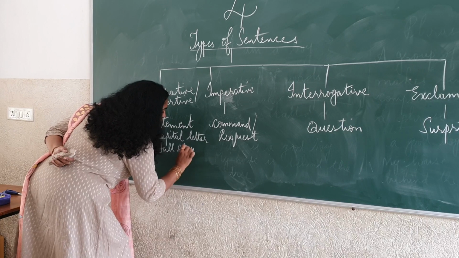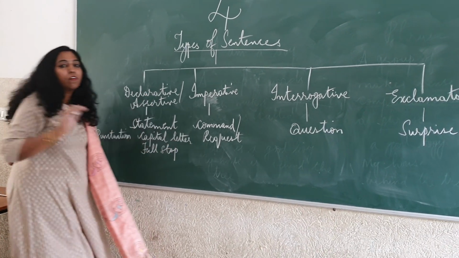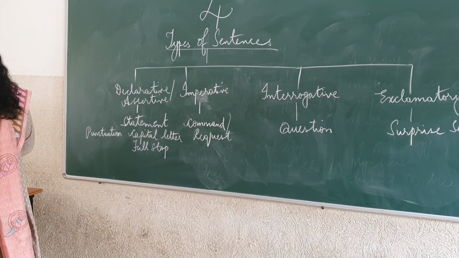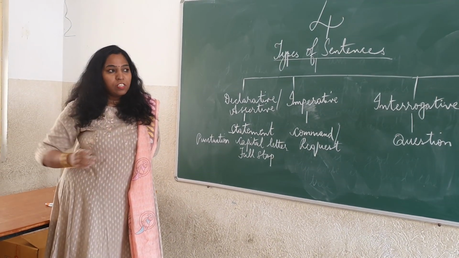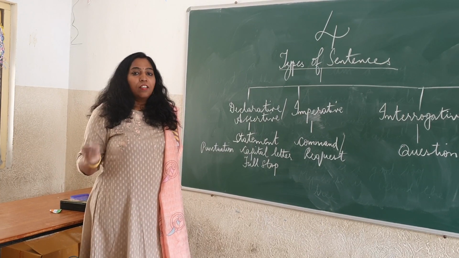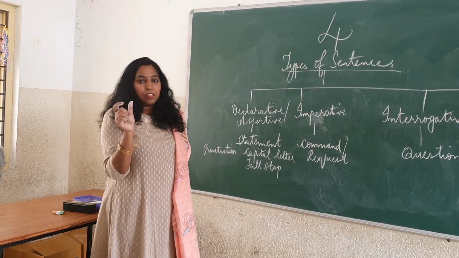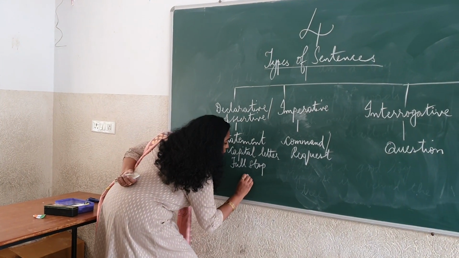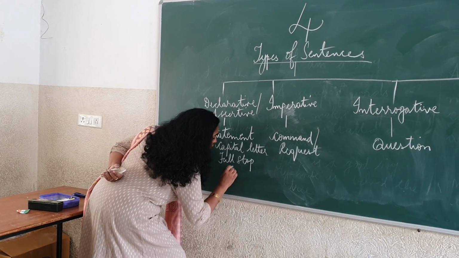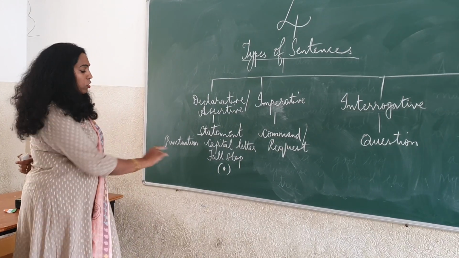You know what, children, in some countries they don't use the word full stop. They use a word called period. We say first period, second period, right? That way, that word period means full stop. So this is what a period is, or a full stop is, a dot. Yes? So that is the punctuation.